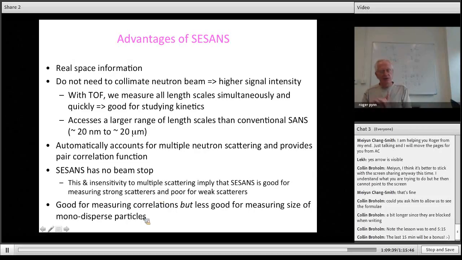Now, it turns out there are some disadvantages to CSANS, and that is, again, as I said, there's a complementarity between what you want to measure in one space and the other. It turns out that CSANS is very good for measuring correlations, but it's not very good at measuring the size of monodispersed particles. That's because if you look at the SANS pattern for a set of monodispersed particles, it has some very distinct oscillations in it. And from the period of those oscillations, you can get the size of the particles very accurately.